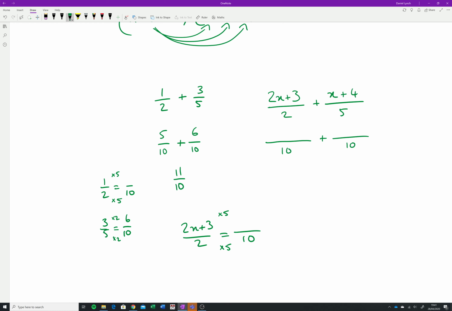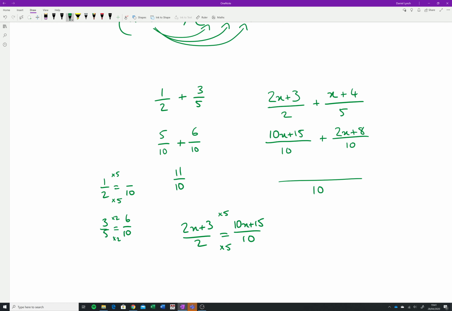So that top bit by 5, 10x plus 15. When you see this, really, is it that difficult? It's really not that difficult. The other one here, I wonder, can you do that in your head? What am I doing? I'm going from something over 5 to something over 10, so I'm having to multiply the bottom by 2, so I have to multiply the top by 2. What is the numerator when multiplied by 2? Well, it's just 2x plus 8. That's it. It's now over 10.